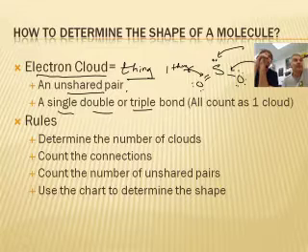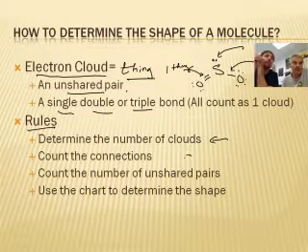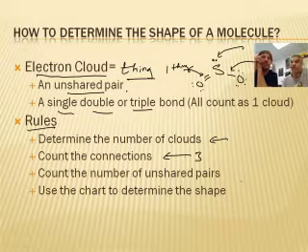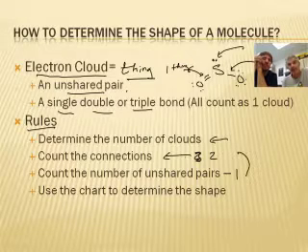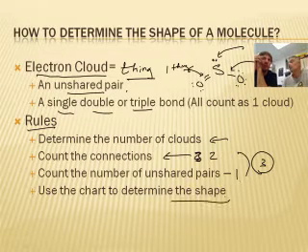So here are the rules. You determine the number of clouds, or things. You count the connections: 1, 2, in this case 2. You count the number of unshared pairs, 1. They add up to 3 things. And then you use the chart to determine shape. We'll talk about the chart in a minute.